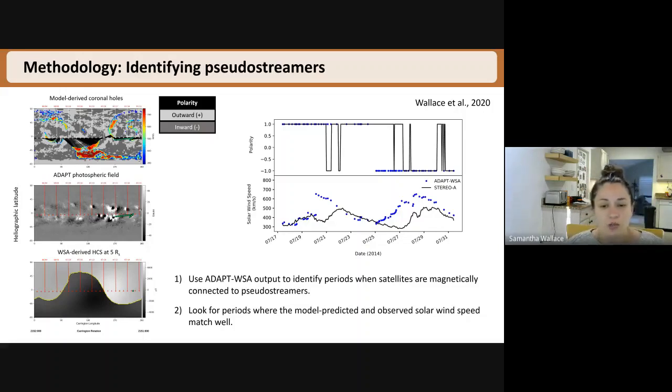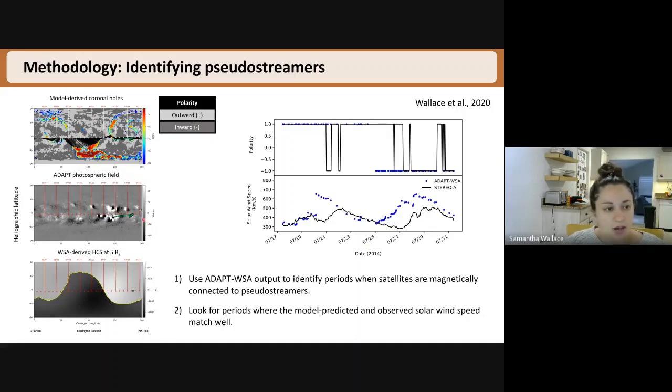So first we just began looking through WSA output over like a decade to identify pseudostreamers. And this is just an example of one period. It's July to August 2014. And on the left is standard WSA output, which I'll continue to show throughout this talk. So the top panel is the model-derived coronal holes, and those are the open field regions and the sources of sort of all the solar wind outflow. And the model-derived solar wind speeds in color scale, and the background gray scale is the polarity at the photosphere.